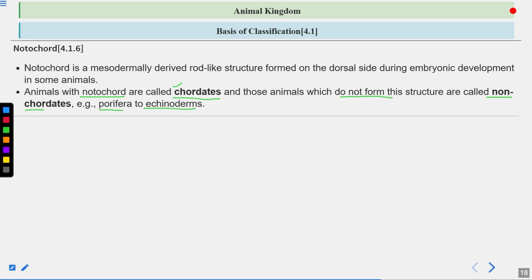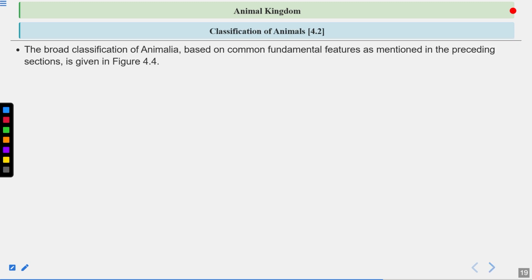What is the difference between the nerve cord and notochord? When we study the chordates, I will come to that point. Notochord and nerve cord, we will discuss at that time. Now, the broad classification of Animalia based on the common fundamental features is mentioned in the preceding section, given in the figure.